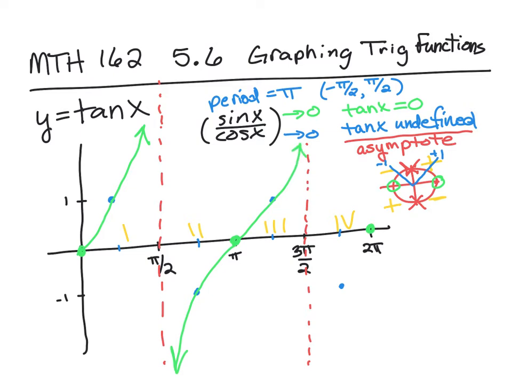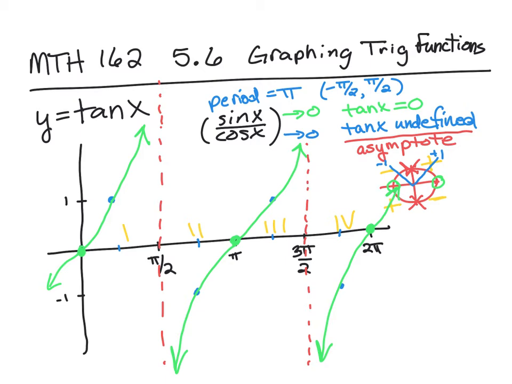Quadrant 3, it's positive. Quadrant 4, it's negative. Now, when I pass quadrant 4, I'm in quadrant 1 again, so it's going to go up. When I go backwards, before I get to quadrant 1, I'm in quadrant 4 over here. It's negative. It's down that way. See how it works?